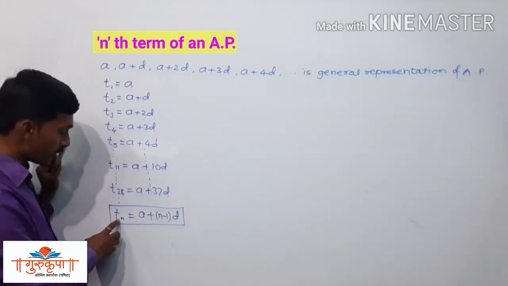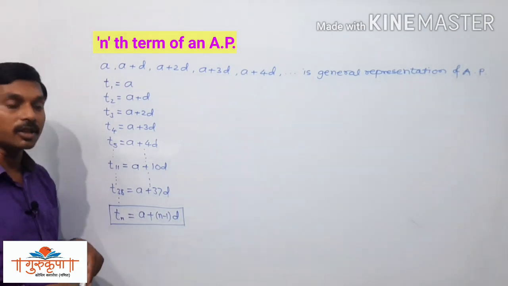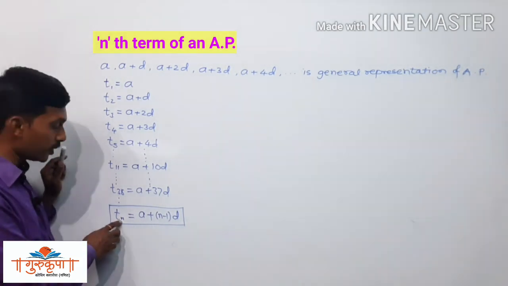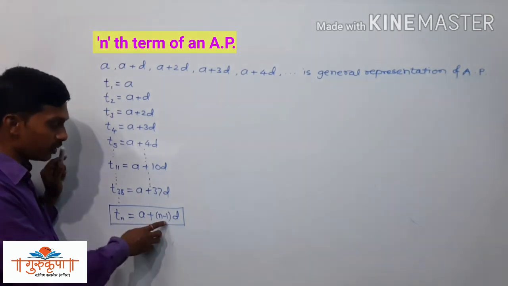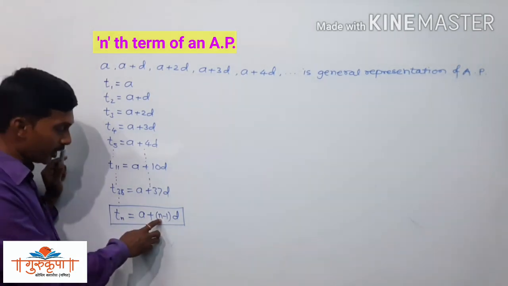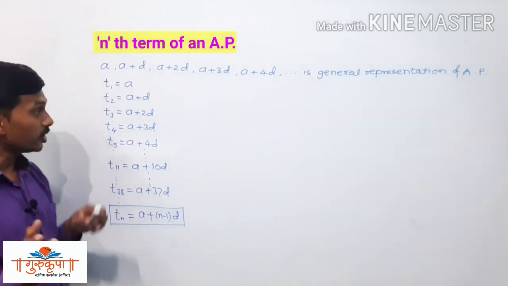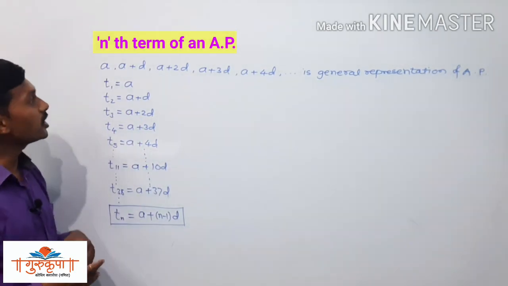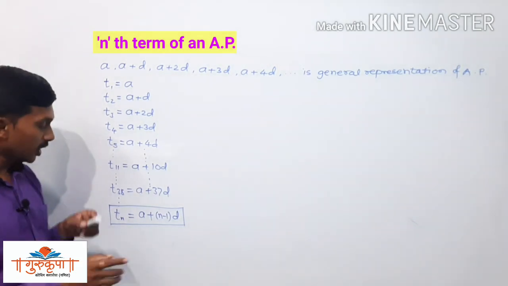If you have to find the 78th term of this AP, then you will put 78 in place of n, that is in place of the number of terms. So here you will get 78 minus 1, that is 77. So this is all about the general term of an AP, or you can say the nth term of an AP.